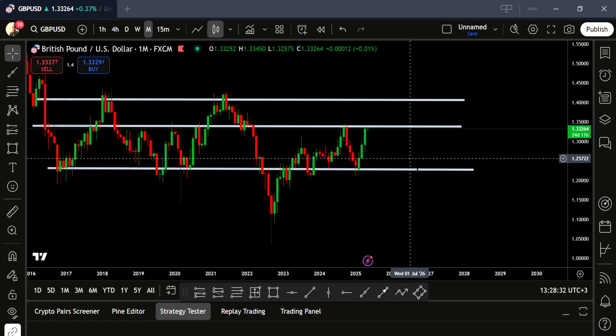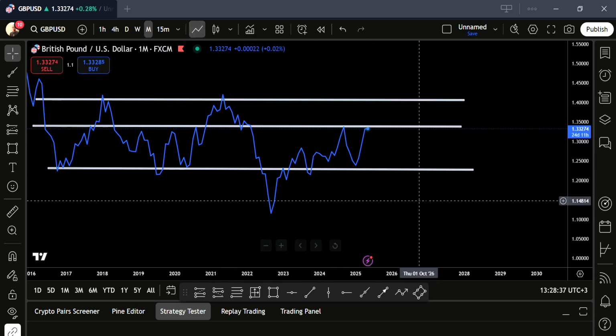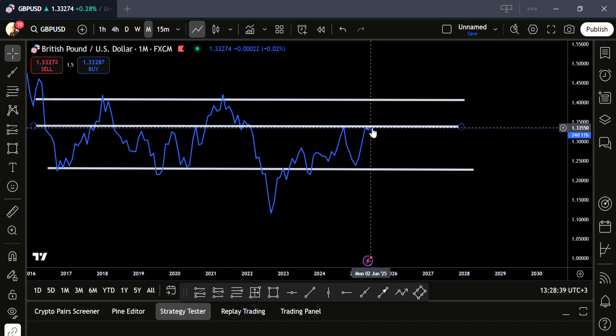That is one. That is 3. So with all that, we can put in the line chart, and you see that we have reached this top, and price is trying to turn around.